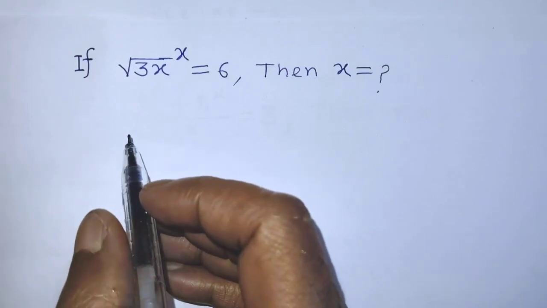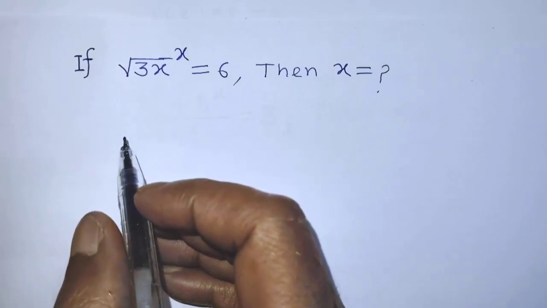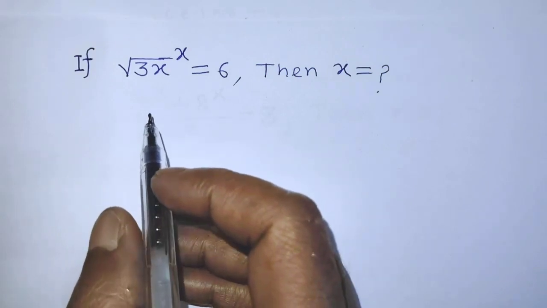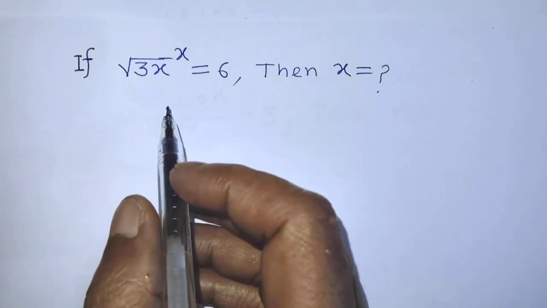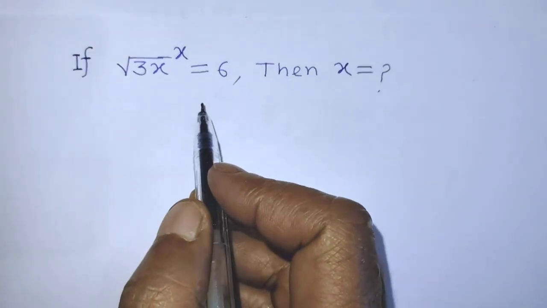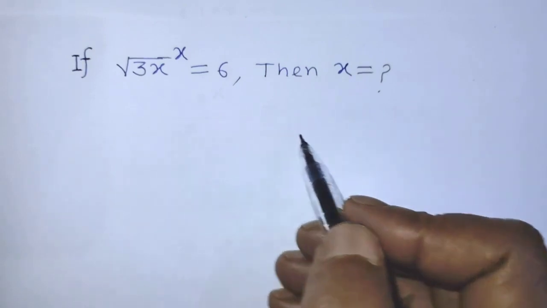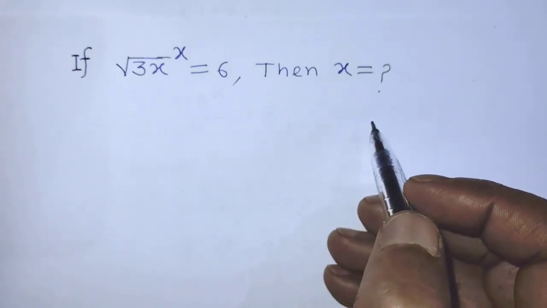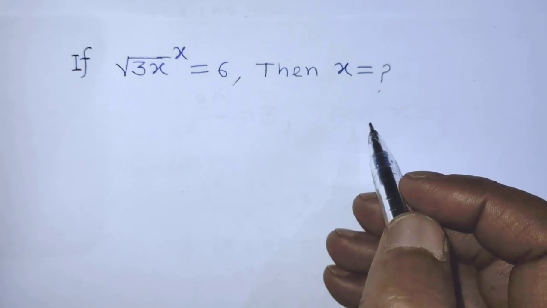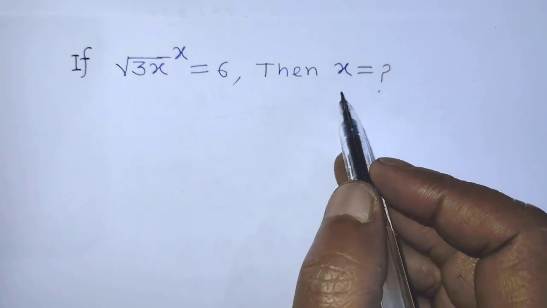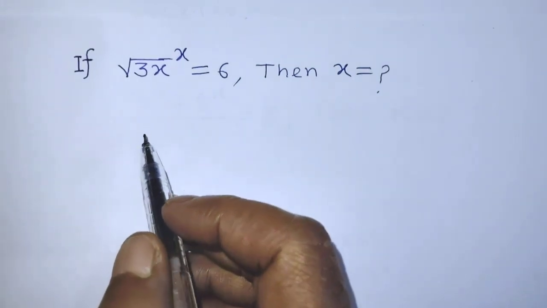Hello guys, you are welcome to solve this math problem, which is: if (square root of 3x) to the power x is equal to 6, then find the value of x. So students, today in this video I am telling you how to find the value of x from this equation.